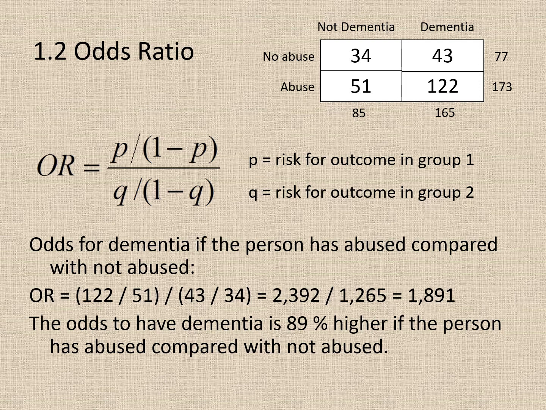It means that the probability of having dementia is 2.4 times higher than the probability of not having dementia among those who have abused. If you ask non-dementia versus dementia, then the odds ratio will be less than 1, right? Yes. Then it would be 51 divided by 122, which would be exactly the same as 1 divided by 2.4. So if you want to go in the other direction, you take the inverse.